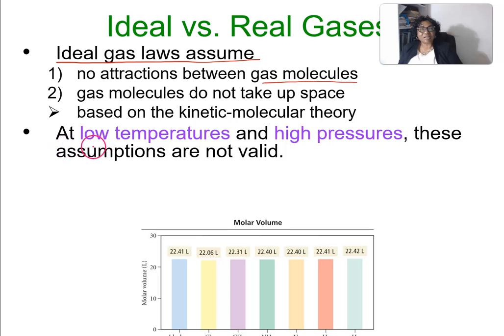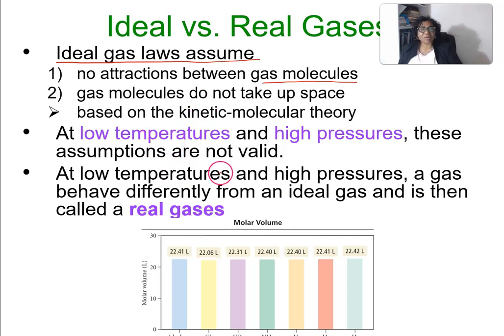But at low temperature and high pressures, this assumption is not valid. At low temperatures and high pressures, a gas behaves differently from an ideal gas and is then called a real gas or real gases.